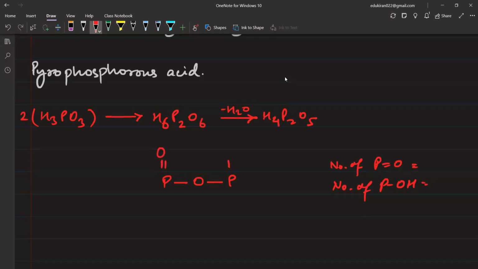Double bond O, one OH, another OH. What is the meaning now? Our oxygen is done, phosphorus is done, only hydrogens are remaining, right? How many hydrogens? 2 hydrogens are remaining. So एक hydrogen यहाँ पे, दूसरा hydrogen यहाँ पे. Number of P double bond O is going to be 2. Number of POH is also going to be 2.